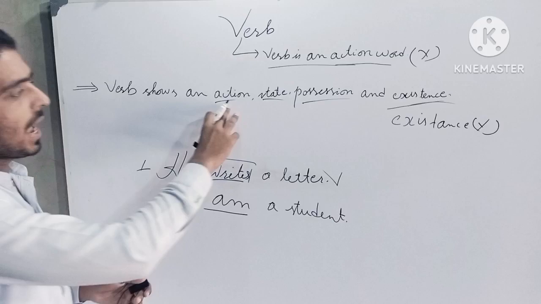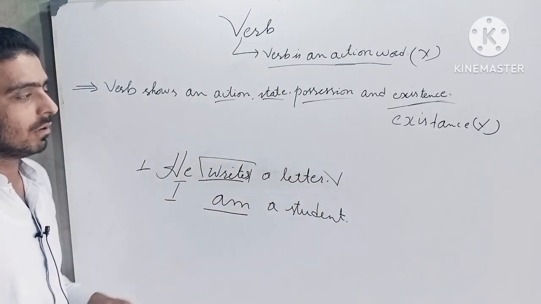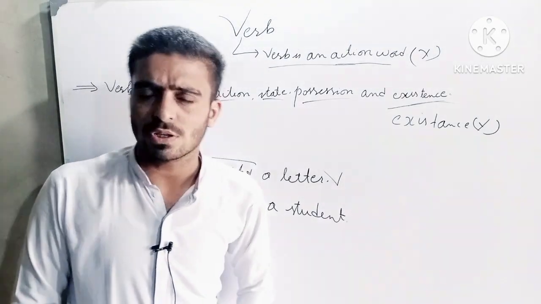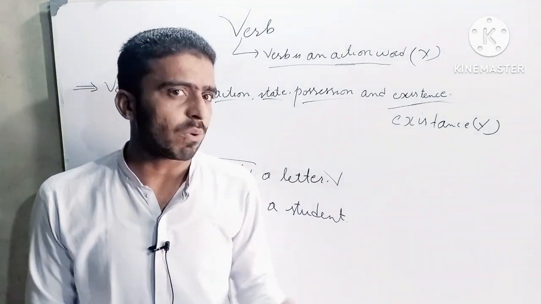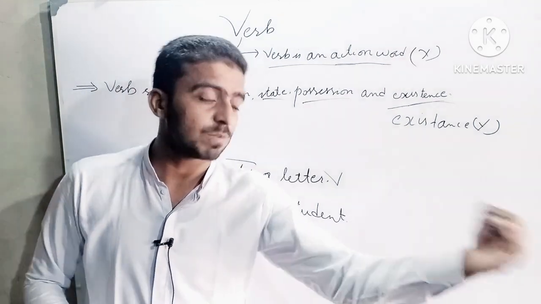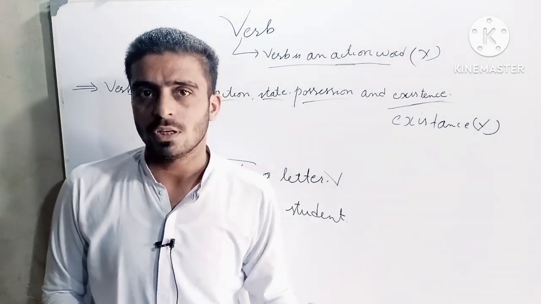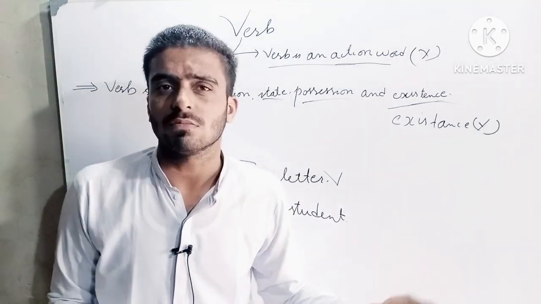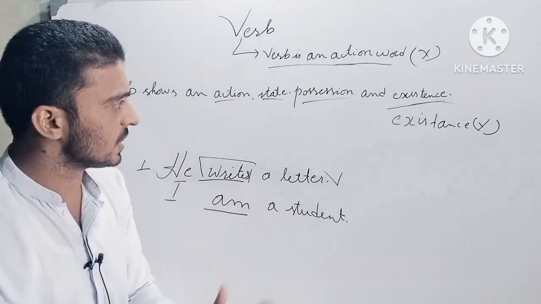So action, I told you, and state. How can a verb show state? State, you know, is a kind of condition in which we identify the person. Suppose someone has worn new and tight clothes, you can say this guy is very rich. You can identify that this man is rich. If someone is in rags, it means he has worn torn clothes, you can say this is a beggar. This is a very poor person. Okay, that depends on the condition.